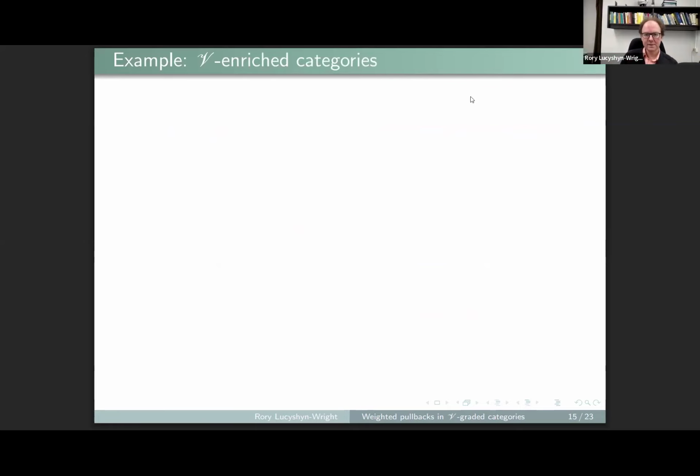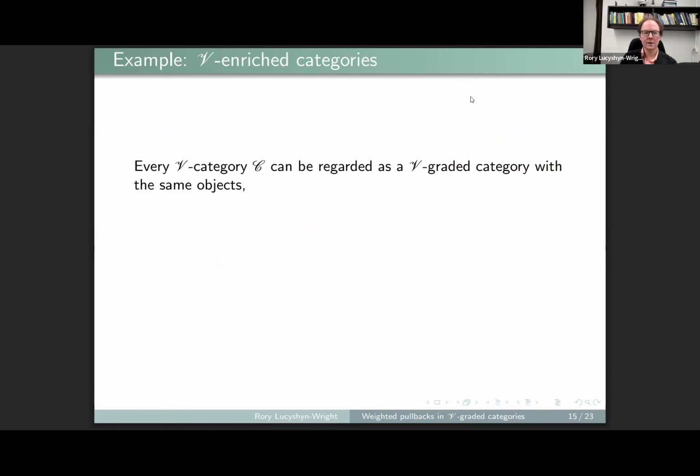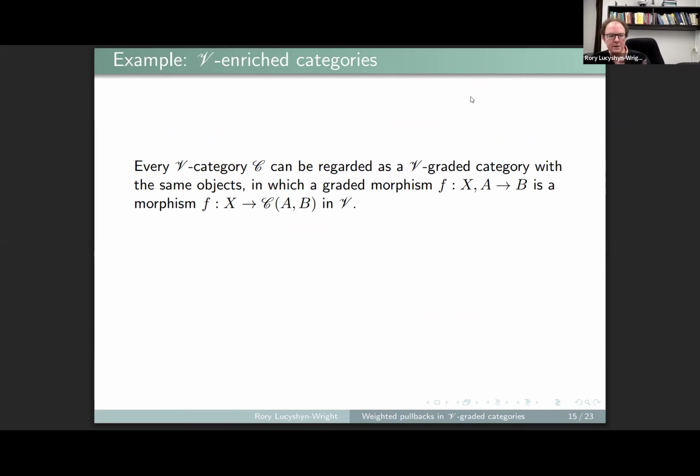Now, also V-enriched categories give us examples of V-graded categories. Every V-category C can be regarded as a V-graded category with the same objects, in which a graded morphism f from x comma a to b, now we'll have to do something a little different. We define f to be a morphism in V from the grade x into the Hom object, because we have a Hom object script C(A,B) in V, a generalized element of the Hom object, so to speak. In this way, we obtain a fully faithful two-functor from the two-category of V-categories to the two-category of V-graded categories. So we can also regard enriched categories as V-graded categories.